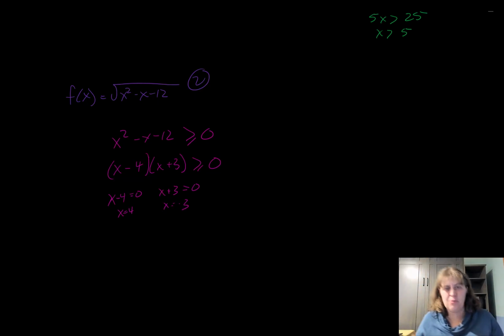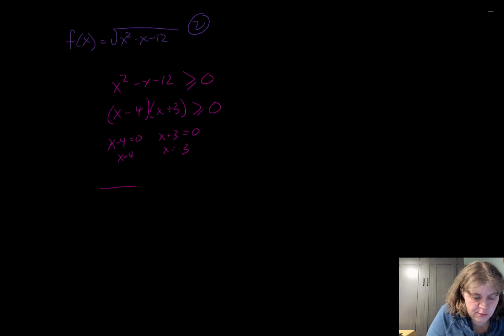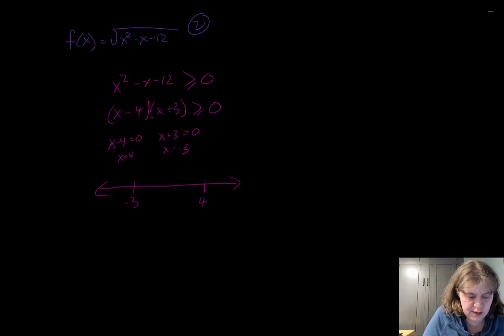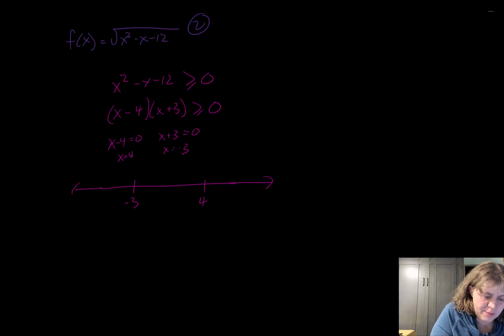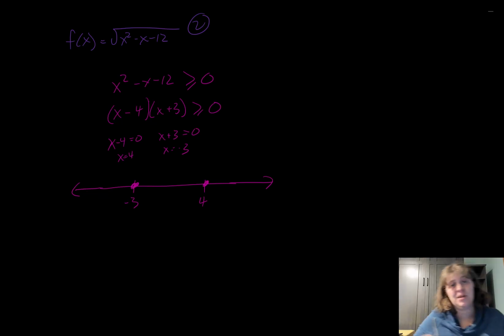Well, this is set up as a multiplication thing, right? So what we do is we draw out a little number line. We've got negative 3 over here, and we've got 4 over here. We're going to make this a little bit bigger. Basically, we're going to try and graph this thing on the number line, and we're going to utilize something called test points.